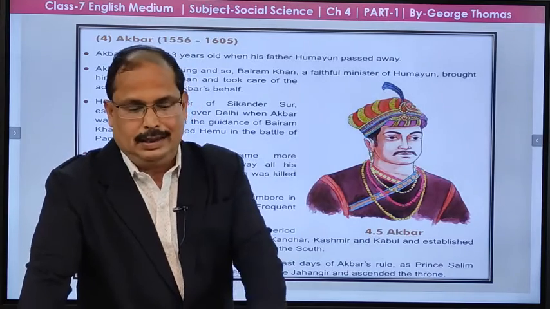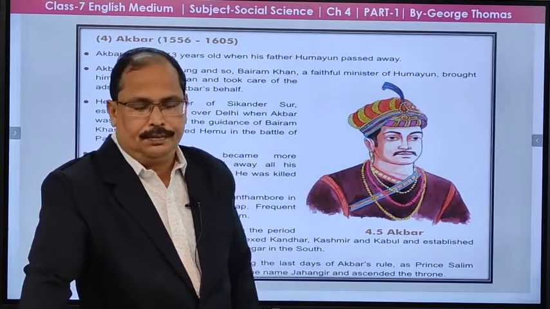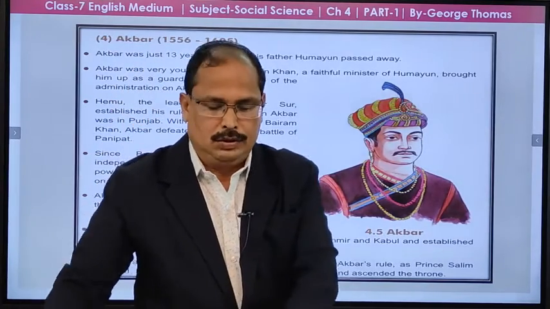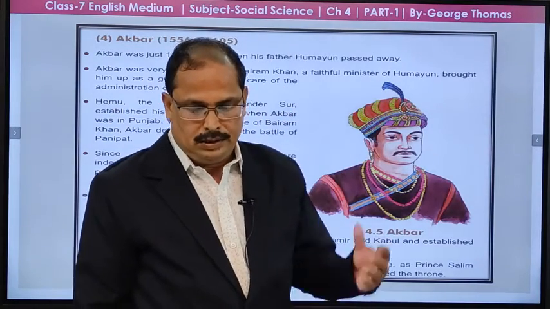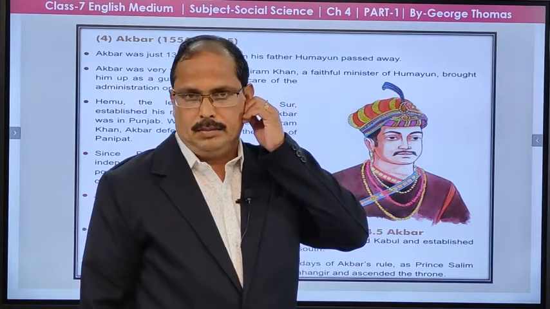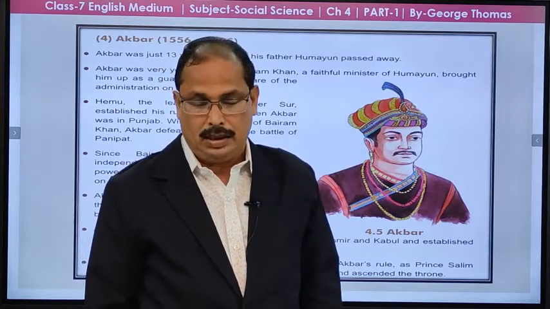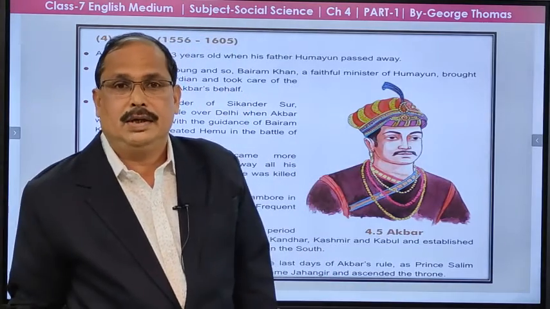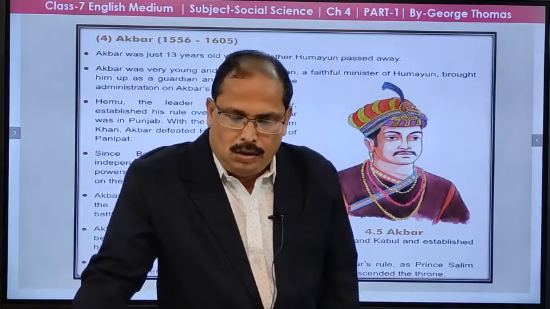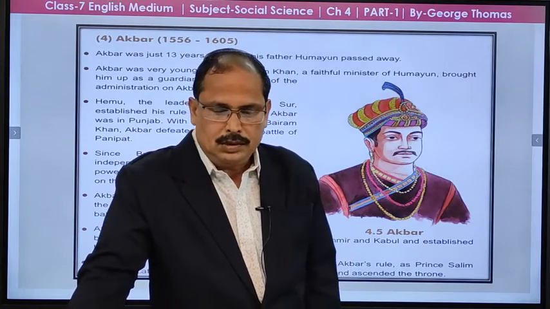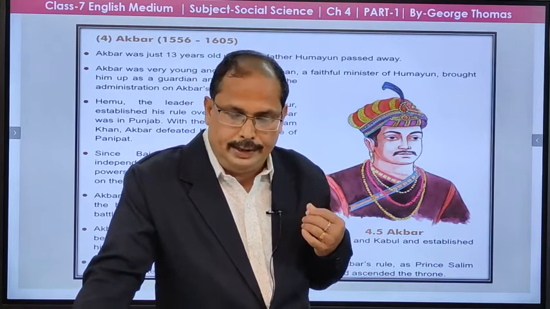And after Humayun, his son Akbar became the ruler of Delhi. Akbar was only 13 years old when his father died, and since he was very young, he was brought up by one of the ministers of Humayun. His name is Bayran Khan. Bayran Khan was a faithful minister of Humayun, and Akbar was brought up by Bayran Khan. As I already told, he was only 13 years old when Humayun died.